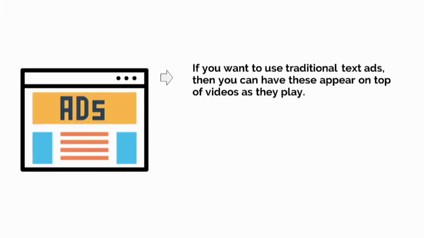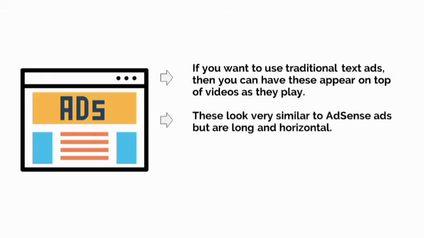Once you've done all this, you'll then have the option to choose your advert and to set it up. The first thing that you'll need to consider here is which type of advert you're going to use. There's actually multiple options in this regard, and some will even allow you to earn money without creating an advert at all. If you want to use traditional text ads, then you can have these appear on top of videos as they play.